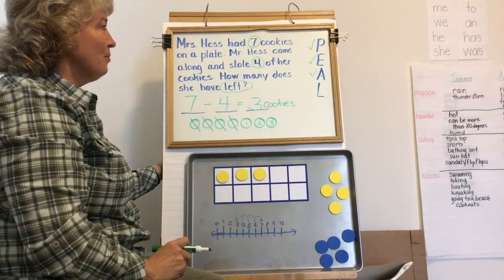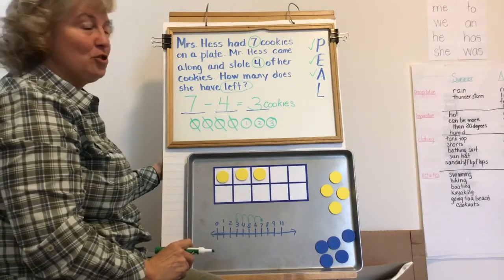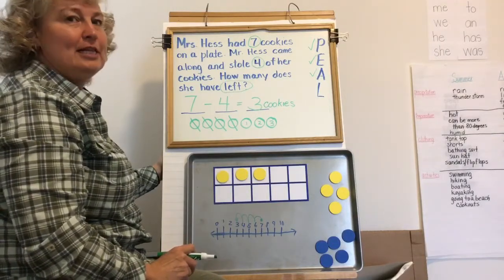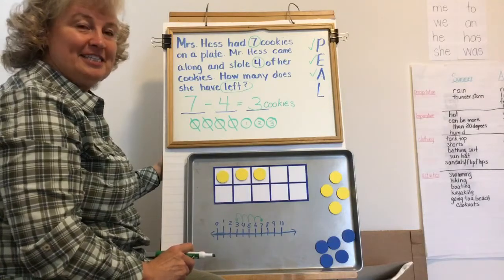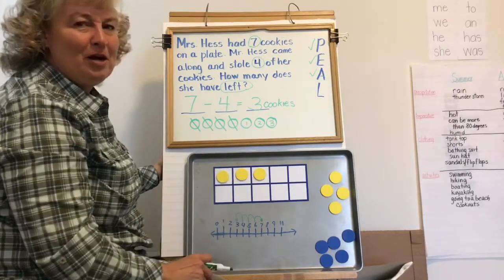All right, so I started with 7. Mr. Hess stole 4, which only left me with 3 cookies left to eat. Probably better, I won't get a tummy ache this way.